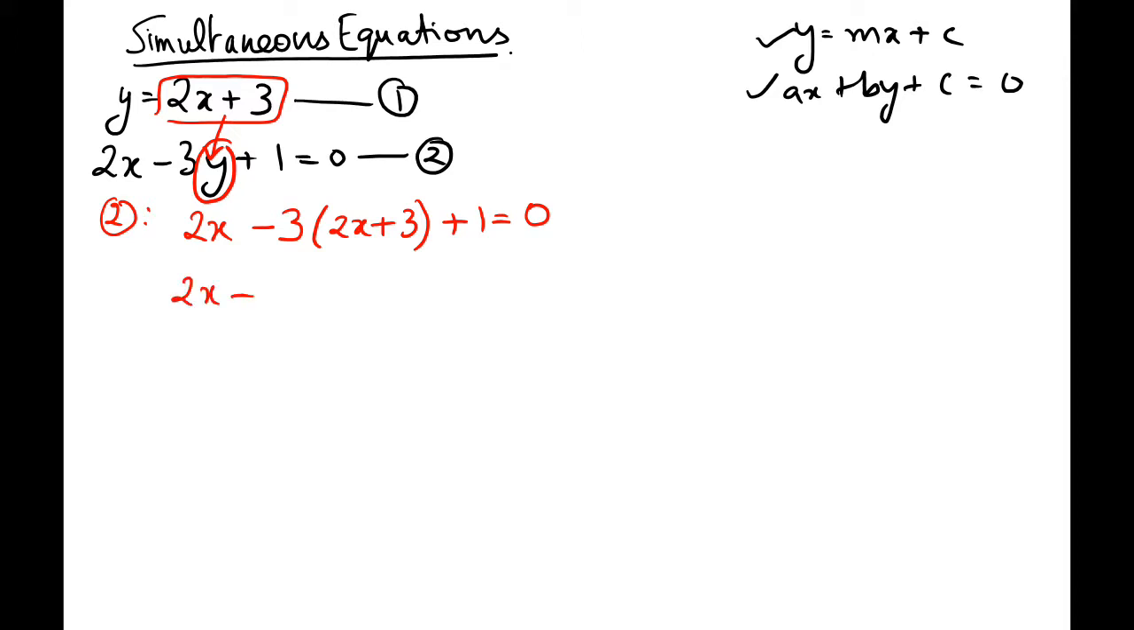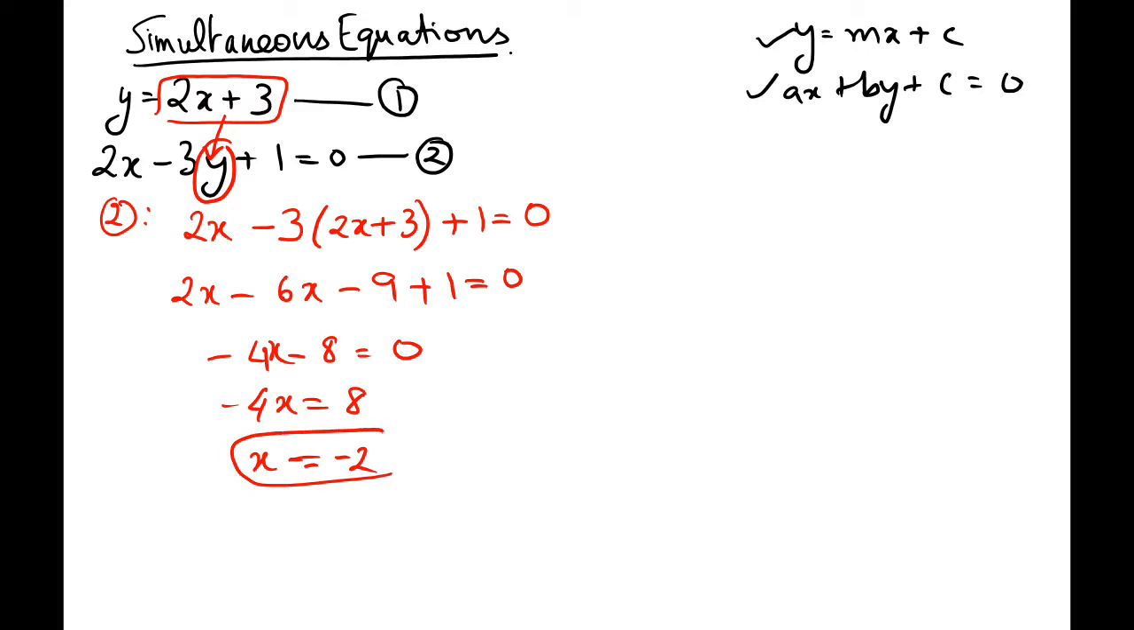Solving this as usual is very simple: opening the brackets and simplifying, collecting all the like terms together and solving for x. We get x is equal to minus 2.